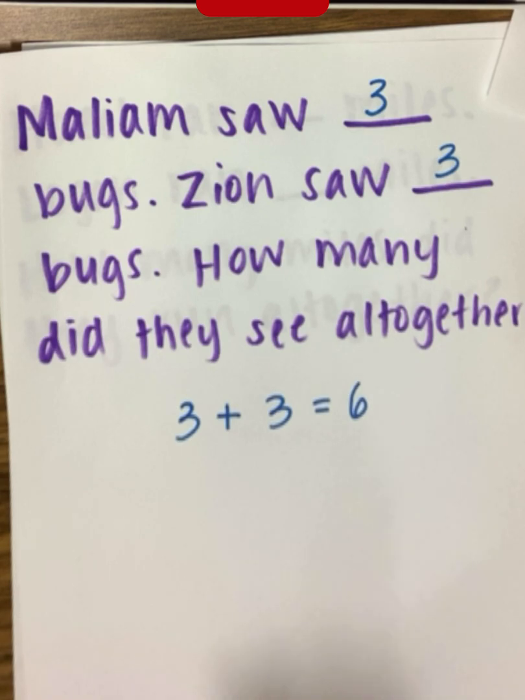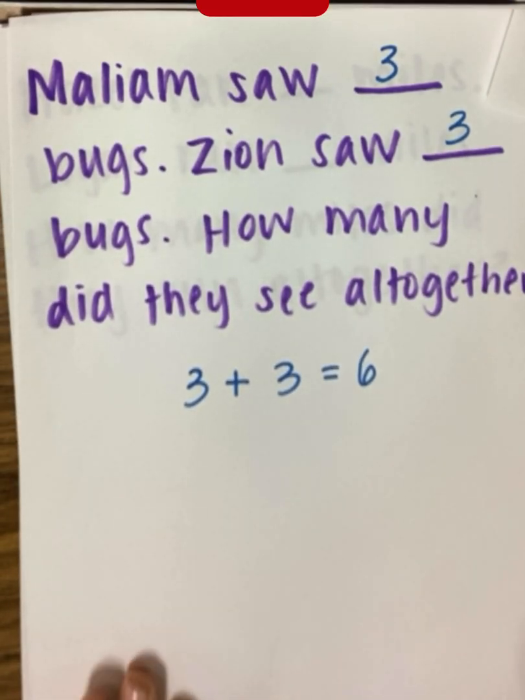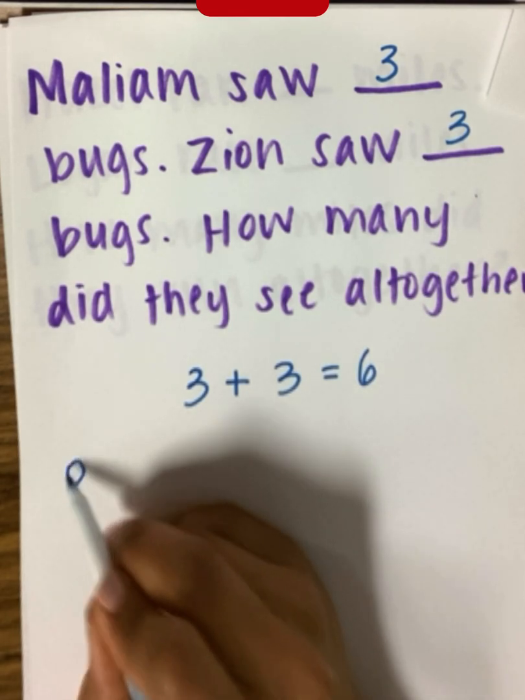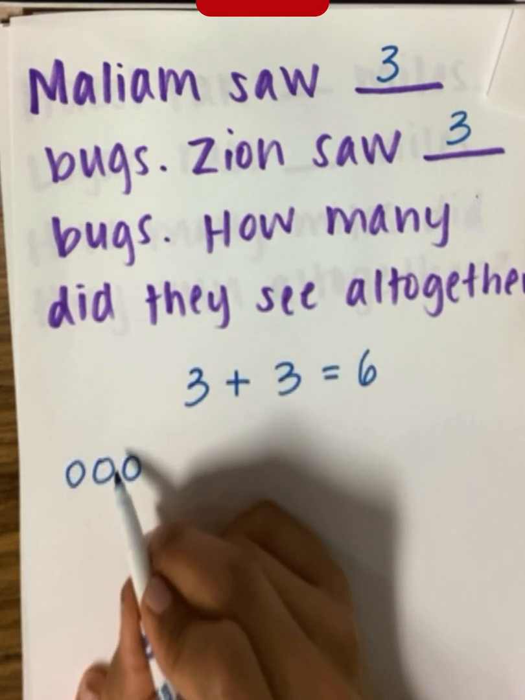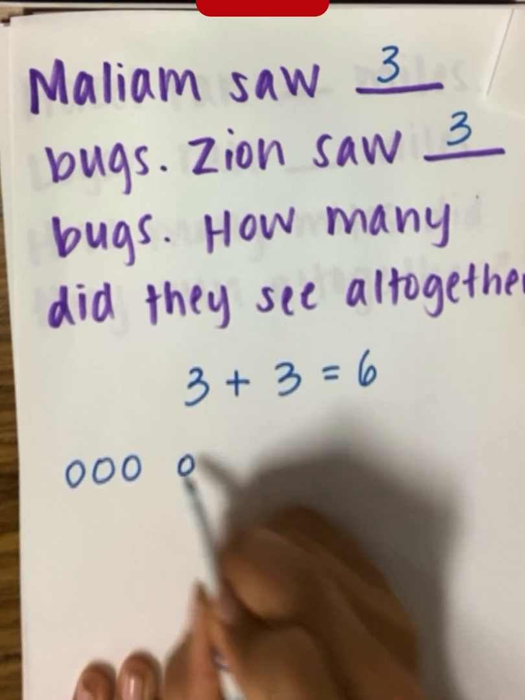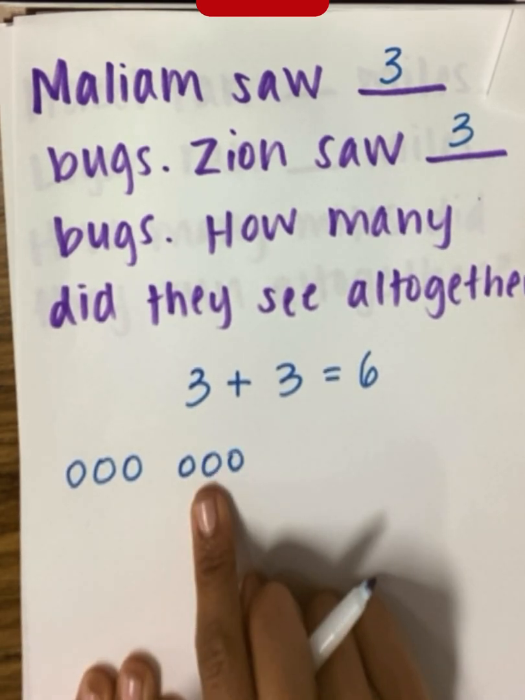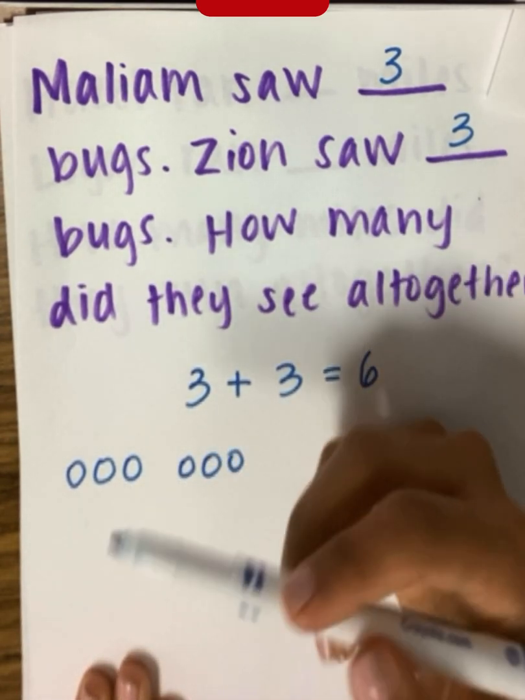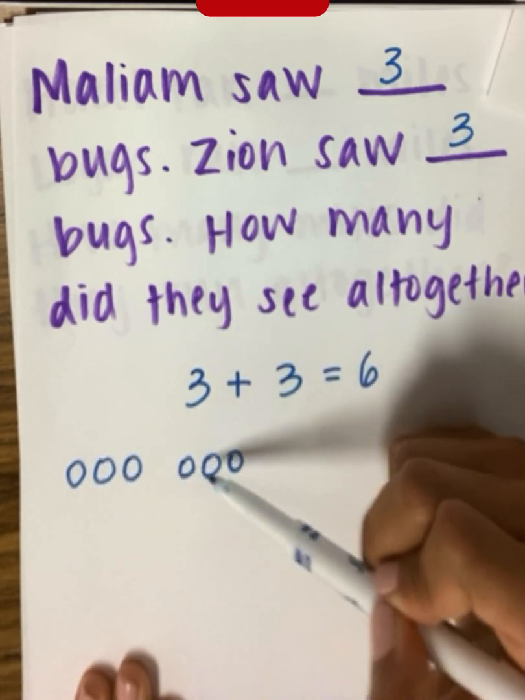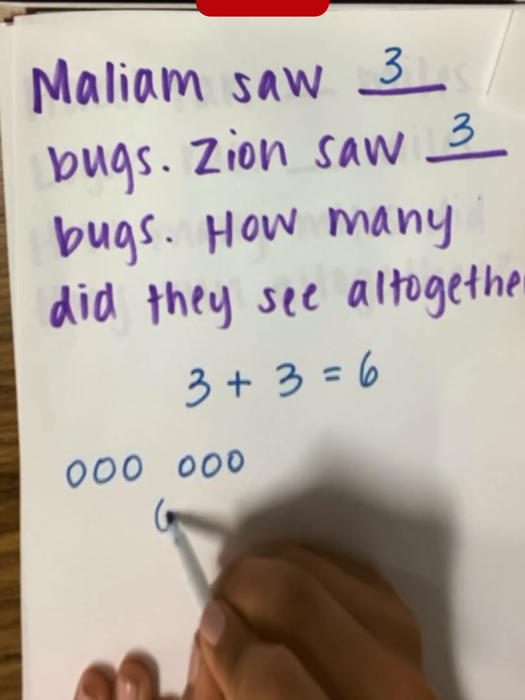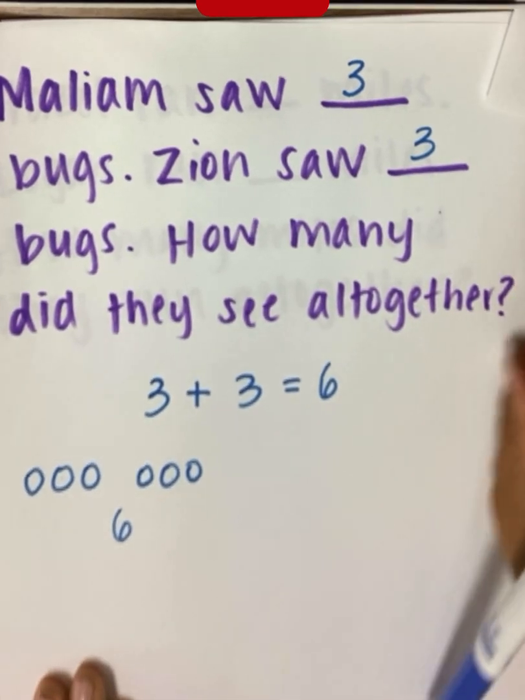I'm going to show you the same strategies again, the picture strategy and the tens frame strategy. So the picture is 1, 2, 3. Here are the 3 bugs that Maliam saw. And then 1, 2, 3. Here are the 3 bugs that Zion saw. Now let's count them all. 1, 2, 3, 4, 5, and 6. So my answer was right, 6.